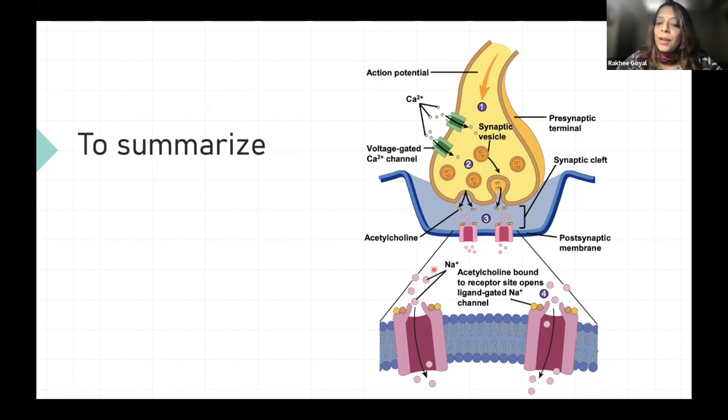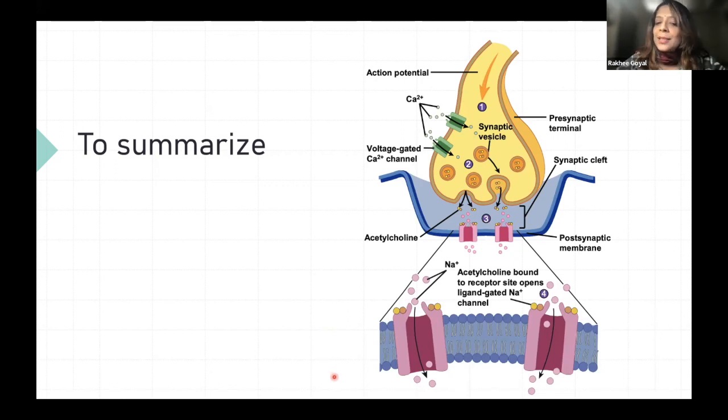There is influx of sodium into the muscle fiber, and this causes the release of calcium from the sarcoplasmic reticulum, which causes the muscles to contract. And the remaining acetylcholine gets degraded or hydrolyzed by acetylcholinesterase enzymes, and some of it goes back for the production of acetylcholine.